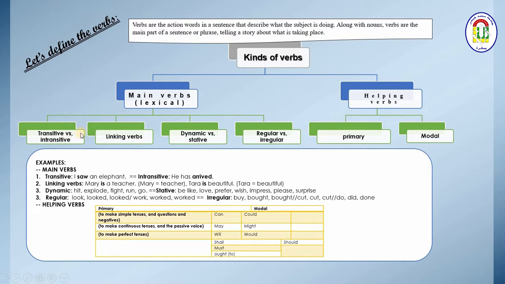So let's see examples about these types of main verbs. Here we have examples for the main verbs and even the helping verbs. For the main verbs, we have transitive and intransitive. The transitive verb: I saw an elephant. I saw what? An elephant. So, I saw is a transitive verb, which is a verb that needs an object. I ask the question, what did you see? I saw an elephant.